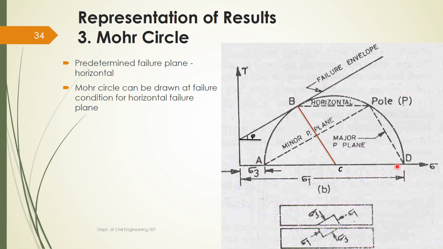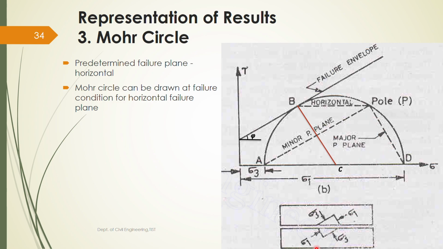Once you measure these values, you'll be getting the major principal stress sigma 1 and the minor principal stress sigma 3. And also you can find out the orientation of major and minor principal planes. Just join the pole P and this point, you will be getting the minor principal plane. Measure this angle, you will be getting the orientation of the minor principal plane. Now join the pole and this point, you will be getting the major principal plane, and measure this angle, that will be the orientation of the major principal plane.